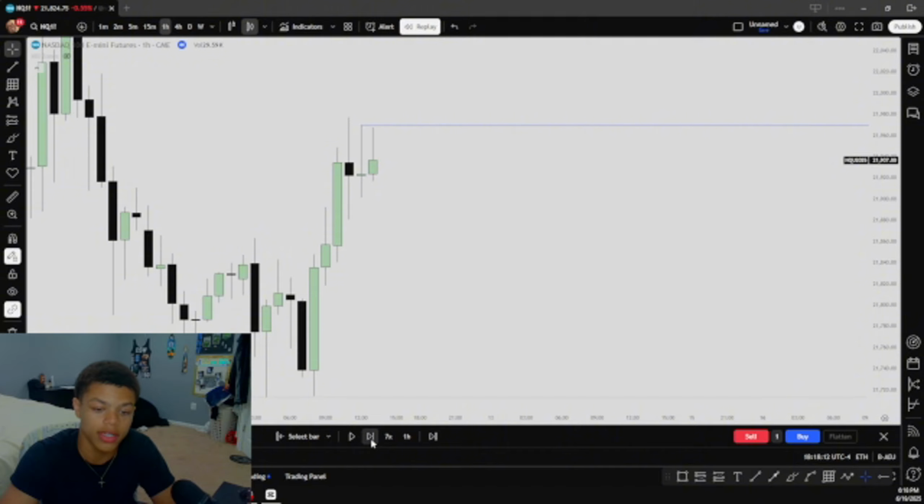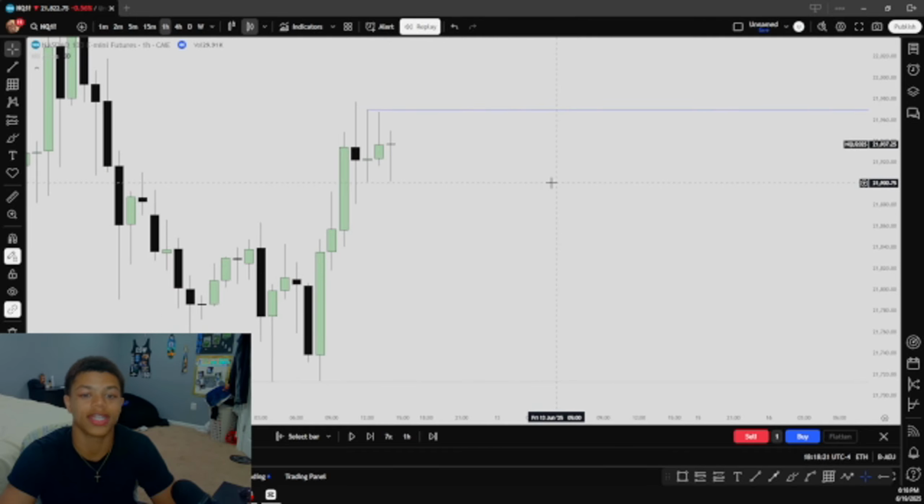Still creating lower highs. That's a good sign that we're going to be changing our structure. Now we have this candlestick called a doji. A doji candle can kind of signify that we're about to change structure in the market. So let's see how it plays out.